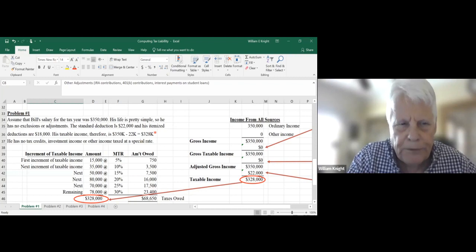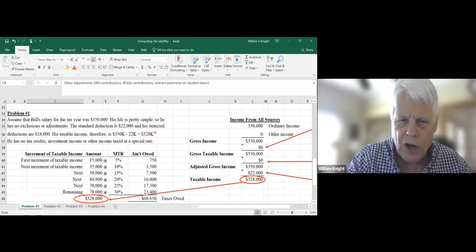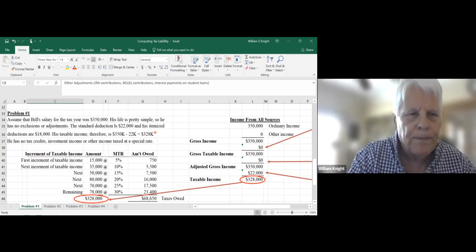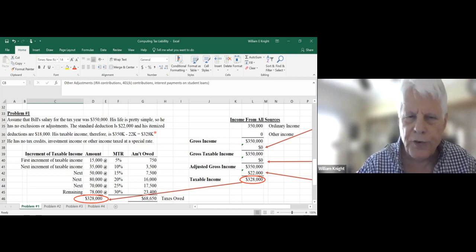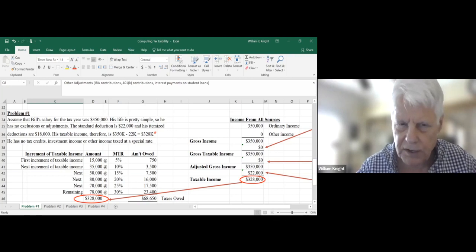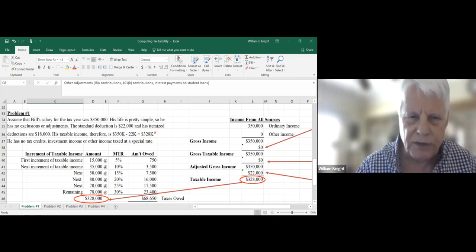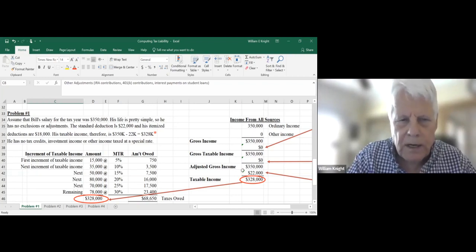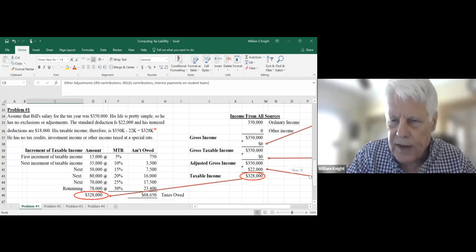His life is pretty simple, so he has no exclusions or adjustments. The standard deduction is $22,000, and his itemized deductions amount to $18,000. His taxable income, therefore, is $350,000 minus $22,000. Now, that $22,000, of course, is the standard deduction. He uses the standard deduction rather than the itemized deduction because it's more. He has no tax credits, no investment income, or any other income that is taxed at special rates.